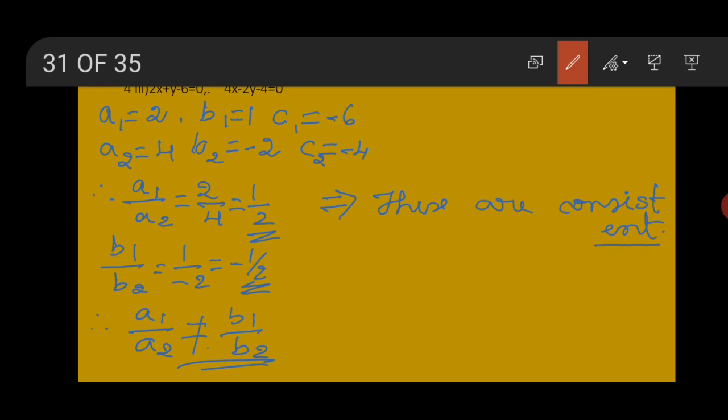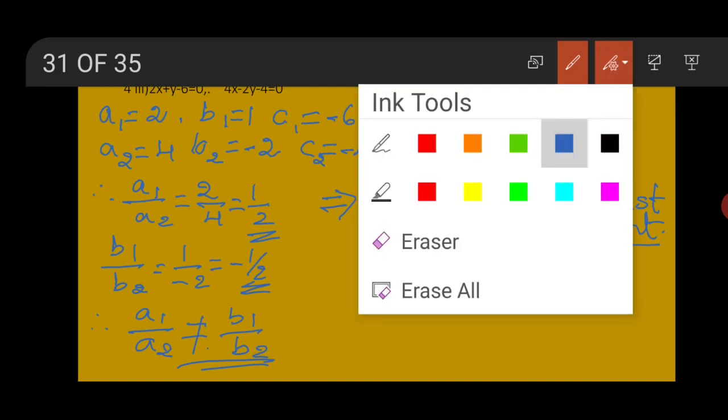Yes, if they are consistent, find the solutions graphically. Yes, we need to find the solutions with the help of a graph. What are the two equations? We know the two equations are 2x plus y minus 6 is equal to 0. Another equation is 4x minus 2y minus 4 is equal to 0.